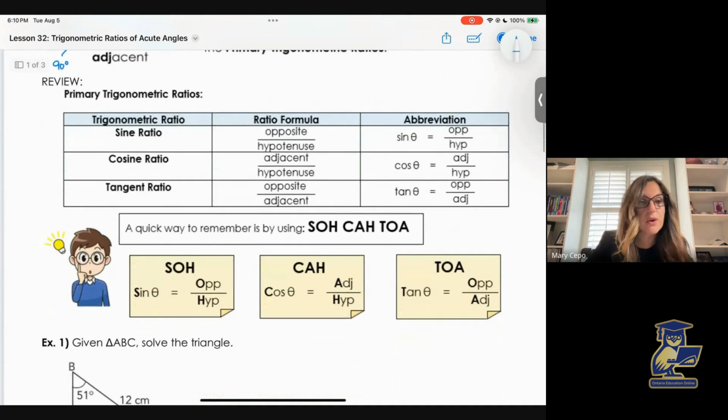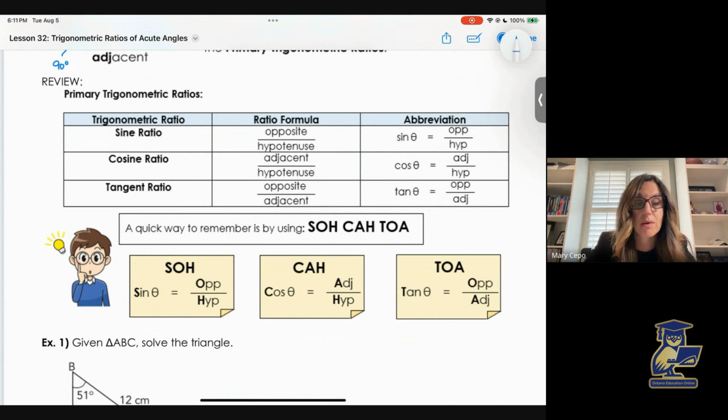according to those sides. So the sine ratio is opposite over hypotenuse. You're taking the ratio of the opposite side over the hypotenuse. In abbreviation, it's sine theta, so it's always the ratio, then the angle, is equal to the two sides that they compare, opposite over hypotenuse. The cosine ratio is the adjacent side over the hypotenuse. So cosine theta is equal to adjacent over hypotenuse. And then the last of the primary trigonometric ratios is the tangent ratio, and that is opposite over adjacent. So tan theta is equal to the opposite side over the adjacent side.